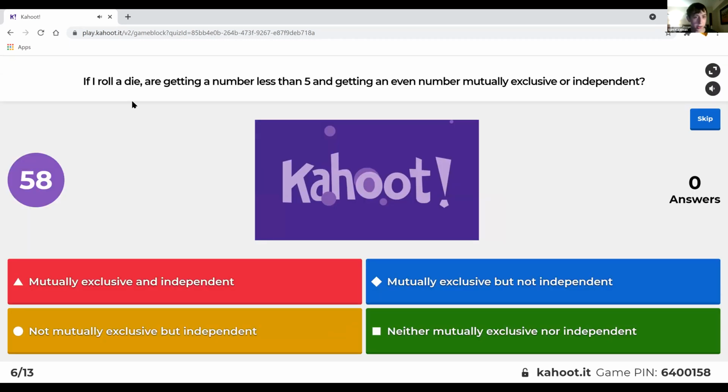So if I roll a die, are getting a number less than 5 and getting an even number on that roll, are those two events mutually exclusive or independent?